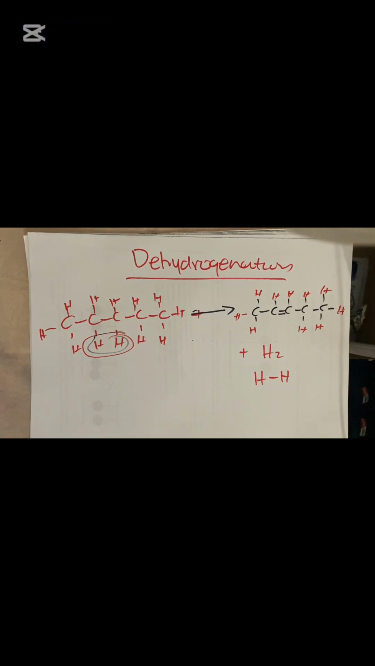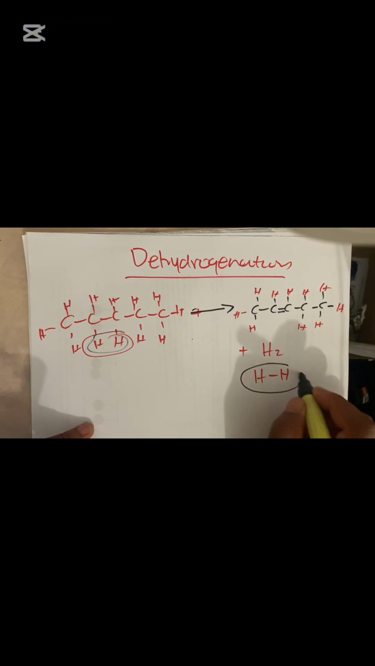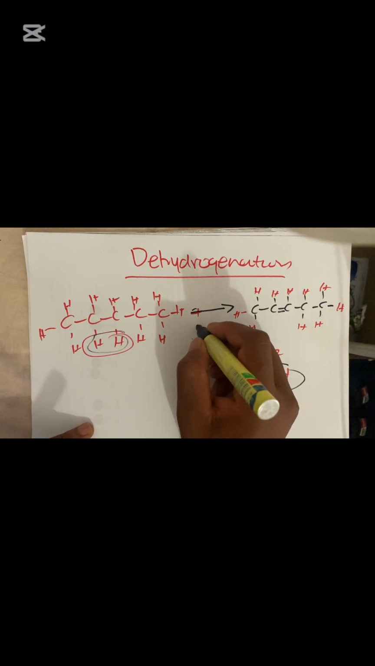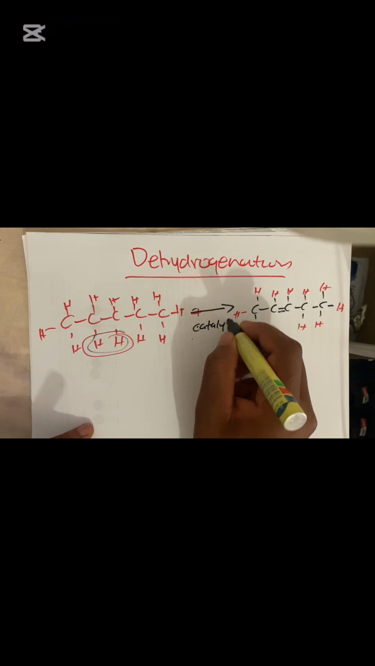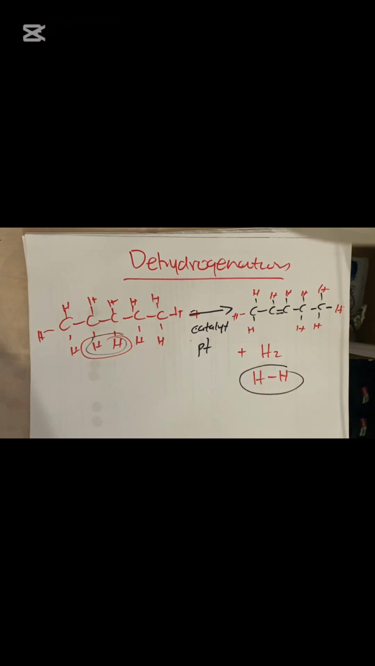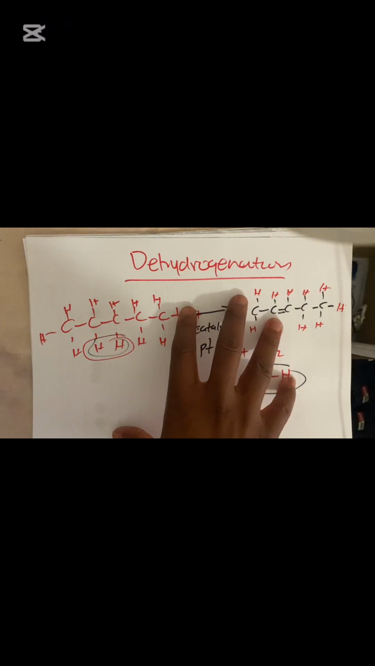And then this is what we call dehydrogenation, and the catalyst is Pt. So guys, the one you were presenting at dehydrogenation the first time is not correct. This one is the correct one.